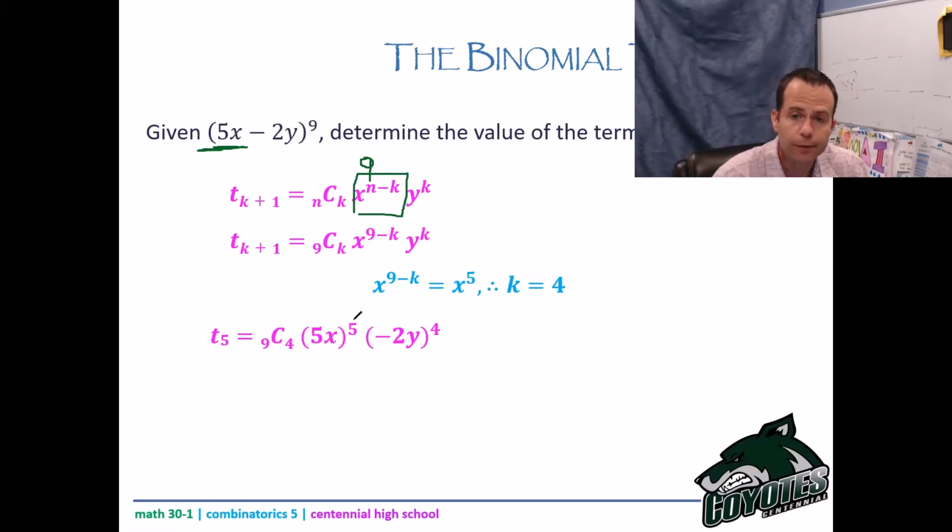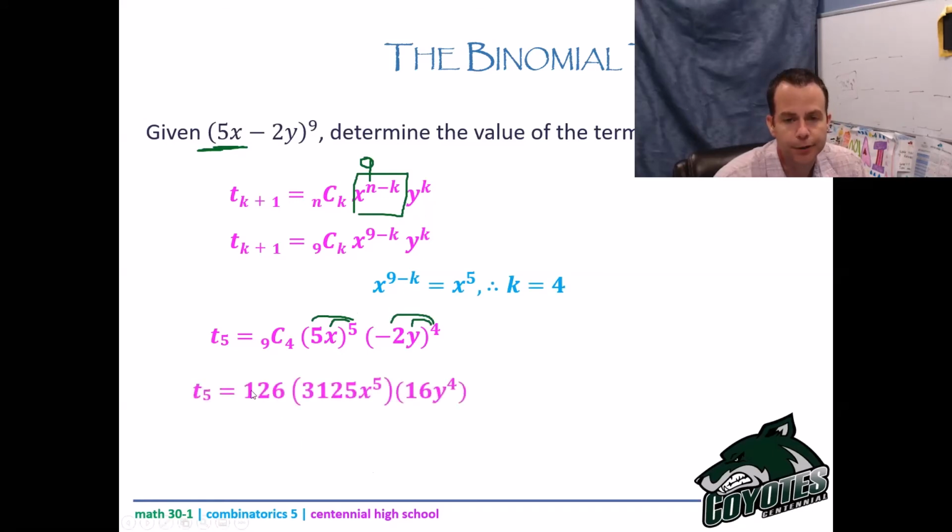Again, just be careful, that 5 applies to both items. I want to draw that out for you so that you don't forget. And that 4 applies to both items. And watch when you're putting that in your calculator, a reminder that a negative number to an even exponent is going to be positive. Okay. So I figure out what 9 choose 4 is in my calculator. That's going to give me 126.